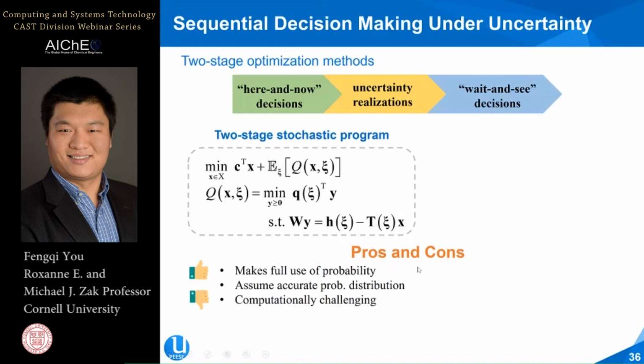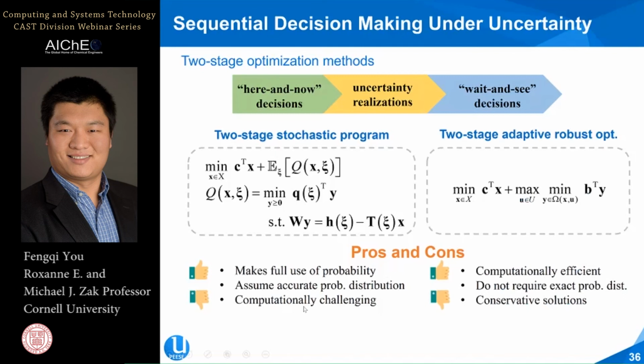If the probability distribution is not accurate, it becomes a distributionally robust optimization case, where your distribution is uncertain. In some cases the computation can be very challenging: if you have a large data space, with thousands or millions or billions of data points, and you try to use one scenario for each data point, the computation could be very challenging.